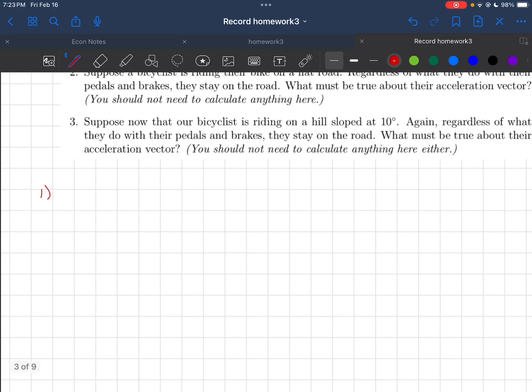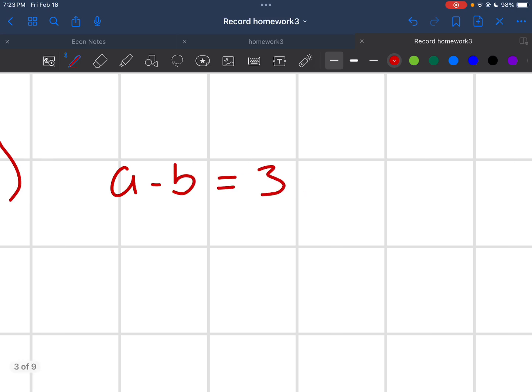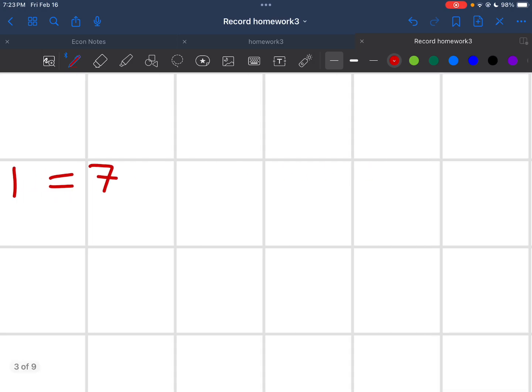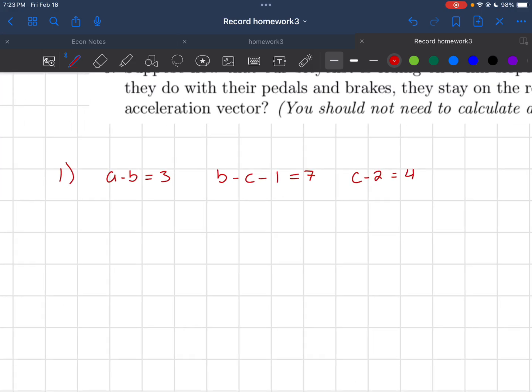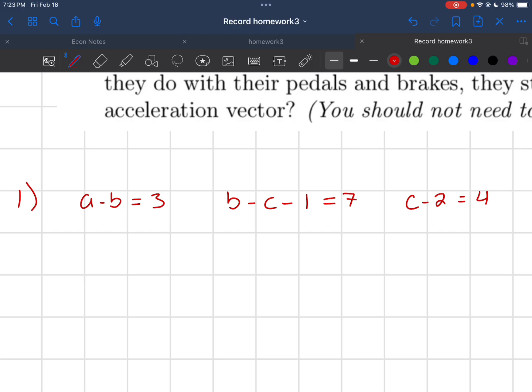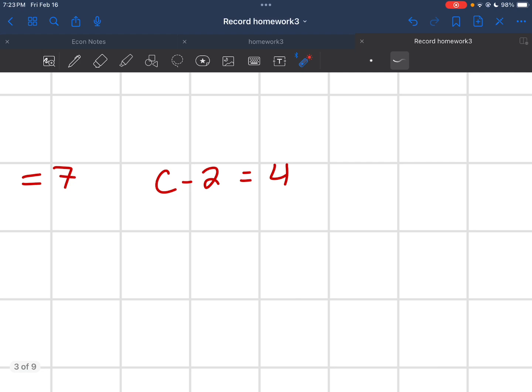Alright, our first one, we have a few equations. We have a minus b is 3, b minus c minus 1 is 7, c minus 2 is 4. And we're trying to solve for a, b, and c. Right off the bat, I have 3 equations and 3 unknowns, so it should be a solvable system. I'm going to start with this equation over here, because it has the least number of unknowns. It doesn't have a and b or c and something else. It just has c.